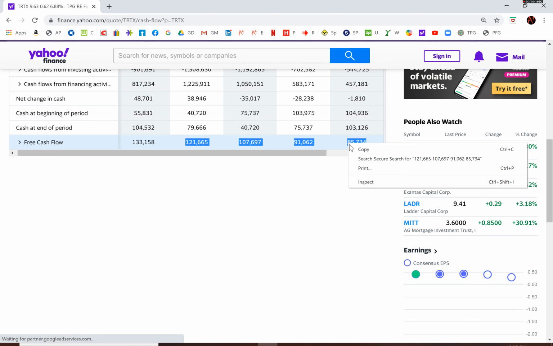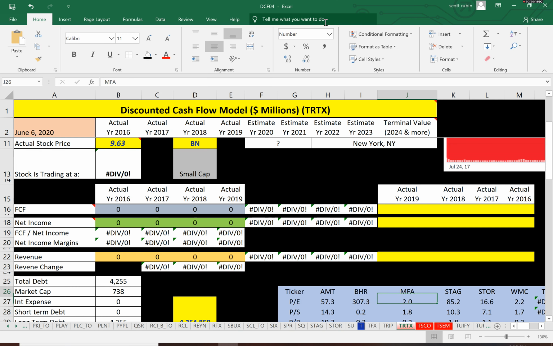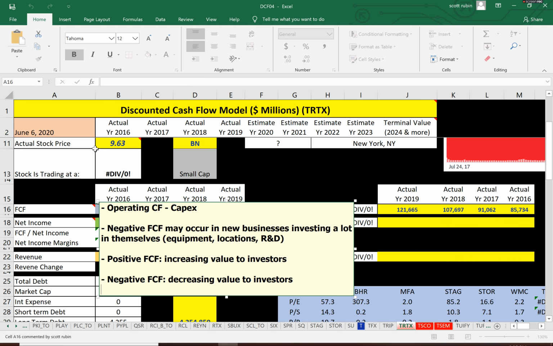And you just go to the cash flow section, you pull that number in. And I put some notes. So if you wanted to calculate free cash flows, it's just operating cash flows minus capital expenditures. And if you see a positive free cash flow, that means a company is adding value to its investors. It's increasing its assets. And if you see a negative free cash flow, it's decreasing value, and it's going to have to borrow more money in order to just operate its day-to-day business.